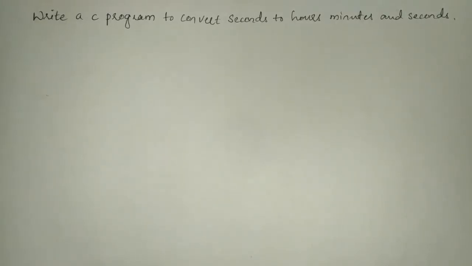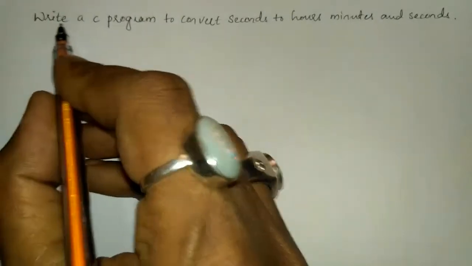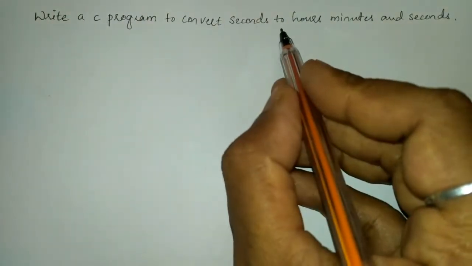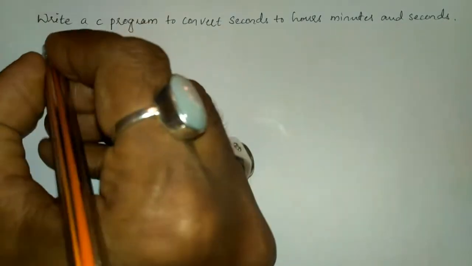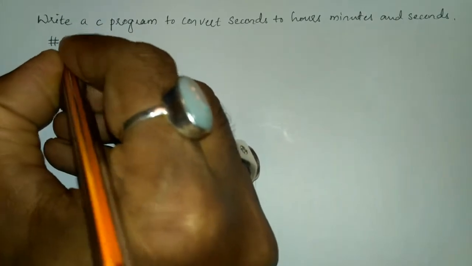My name is Hanmant Ladwa, and in this video we are going to write a C program to convert seconds to hours, minutes and seconds. Let us begin with the preprocessor directives.